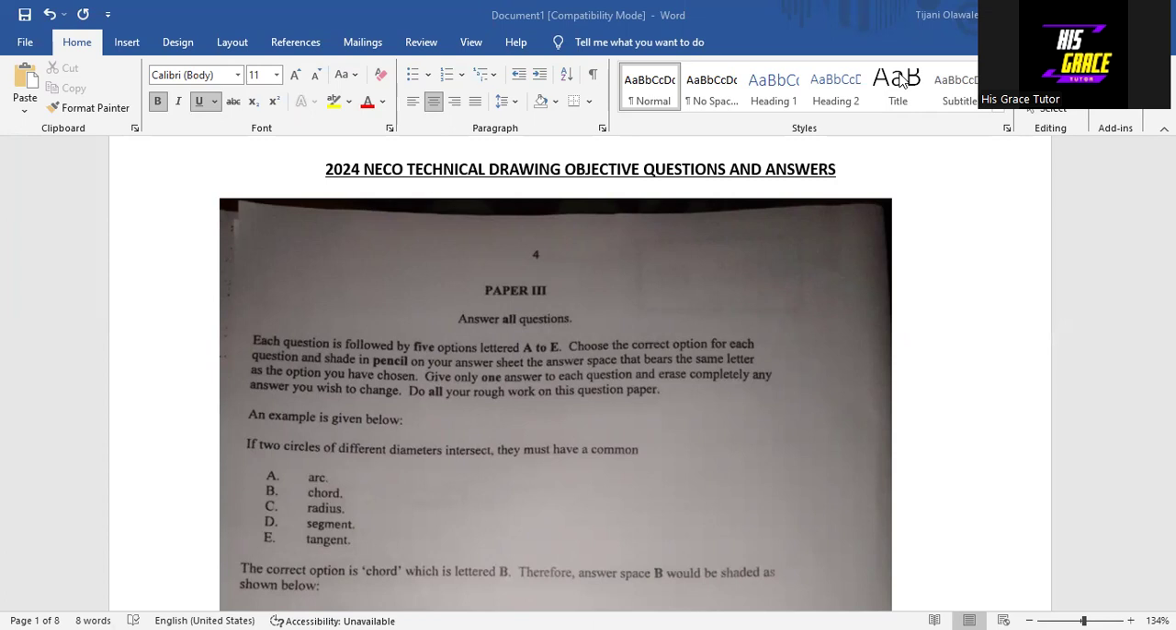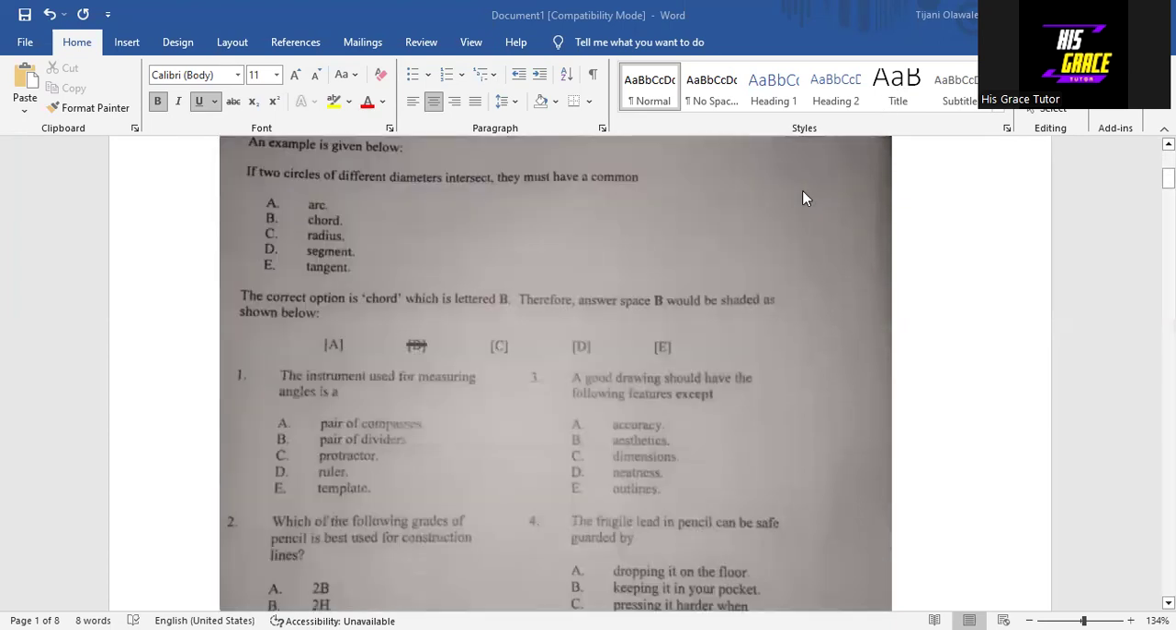And now we are looking at 2024 NECO technical drawing objective questions and answers, which was done today. I'm going to provide answers to those 50 questions that were given to the candidates that wrote this paper today. Now, without wasting much of our time, let us go and see the questions and we'll provide answers to them. We move to question number 1.